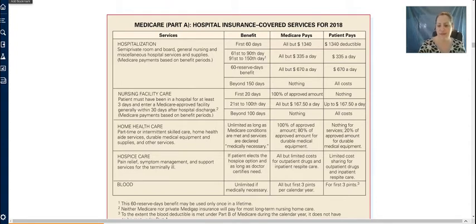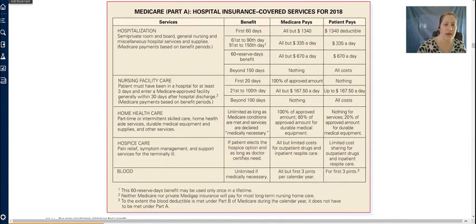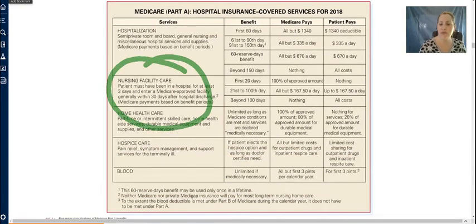We can add to the fact that nursing homes, they pay for 100 days of a nursing home. Now, when you think of the elderly population, a lot of them go into a nursing home and stay there until they die. Medicare only pays 100 days. That's it. Then the patient has to pay the rest.